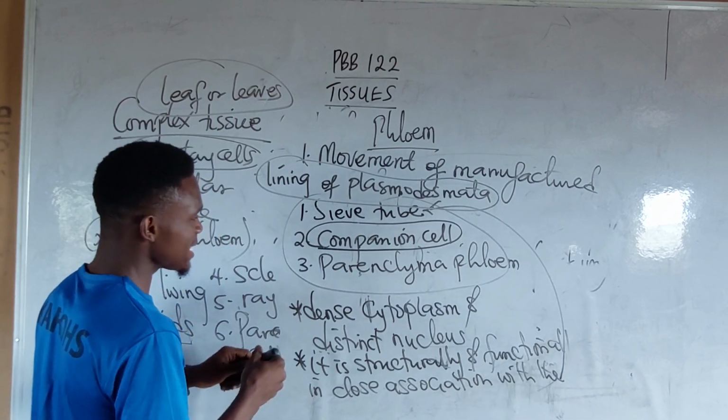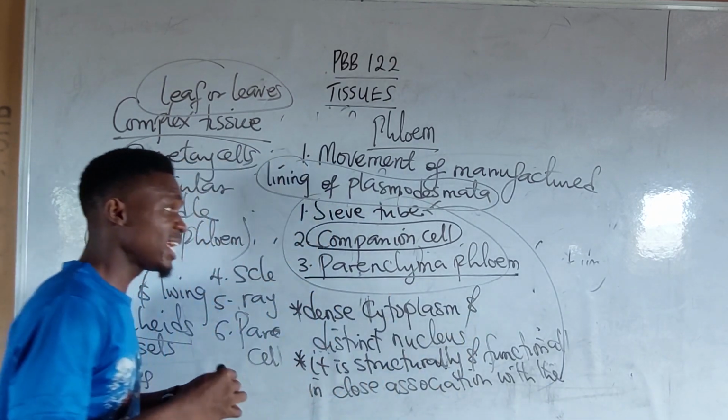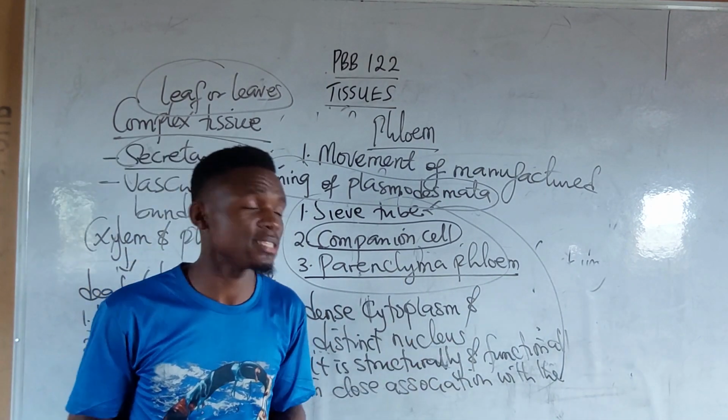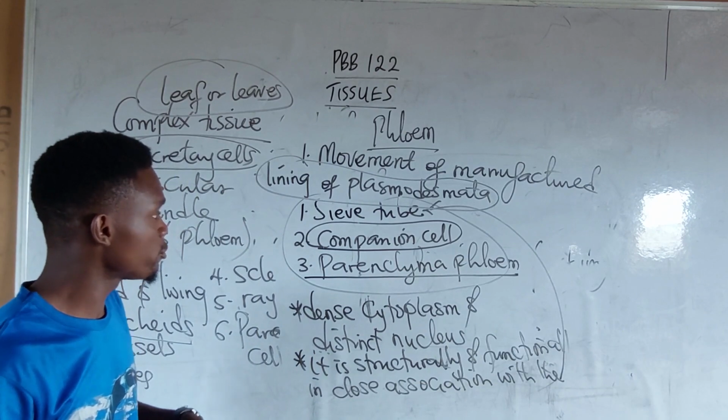The last one is the parenchymal cell, the phloem parenchyma. And of course, as the name implies, they also assist in the storage of food molecules.